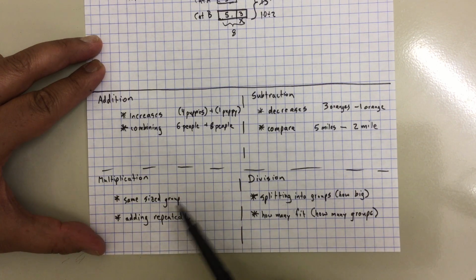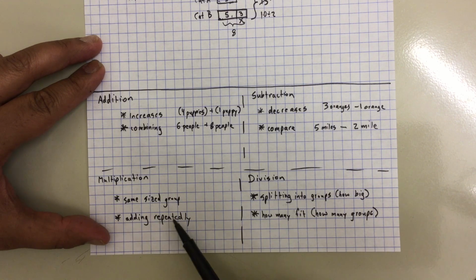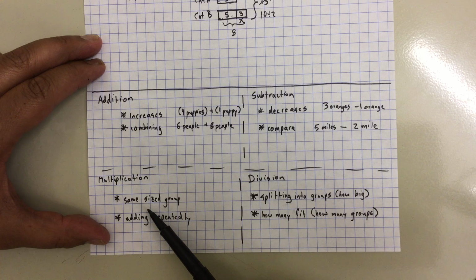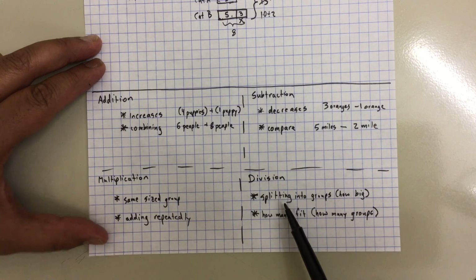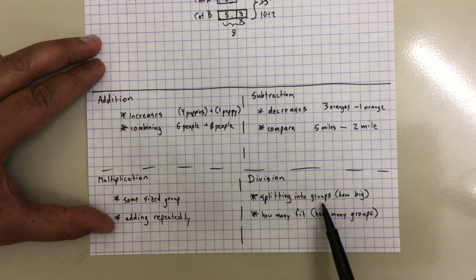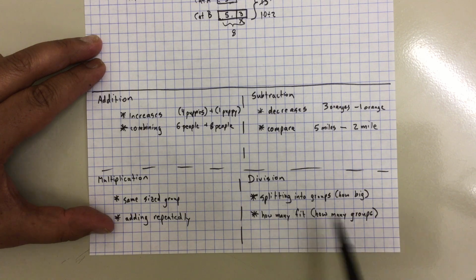Multiplication is basically addition when you're going with the same adding over and over again, but it can also be if there's just a whole bunch of groups that are the same size and you're trying to find out a total. Division is when you're taking something and splitting it into groups, and you're trying to find out how big the groups are. Or if you know how big the groups are and you're trying to find out how much fit into a certain total, which basically means you're trying to find out how many groups you can make.